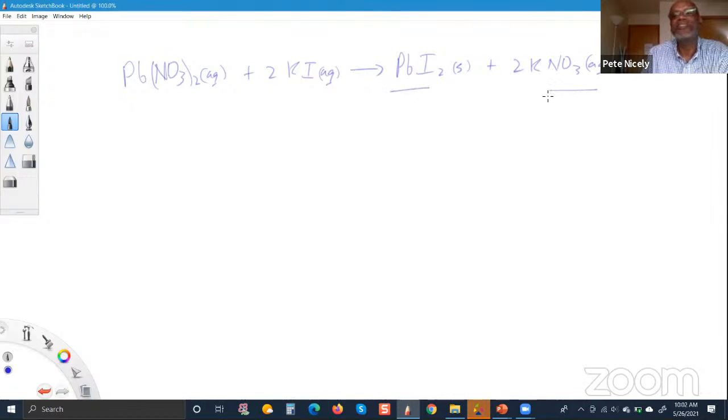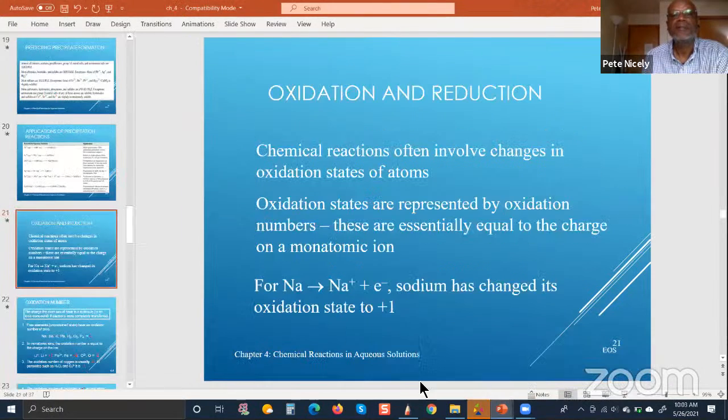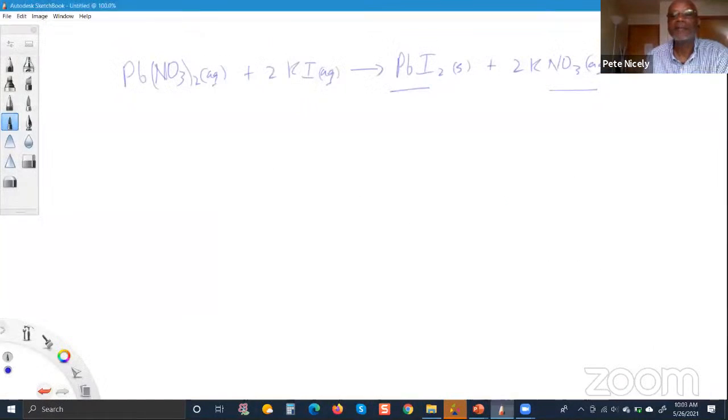And the answer to that, of course, is going back to the chart I mentioned earlier. Let me show you again. That chart, all right? So if you look at this chart, you see that it says that most iodides are soluble with the exception of lead 2+, right? And in the example that we have here, lead 2 iodide would be solid, right?